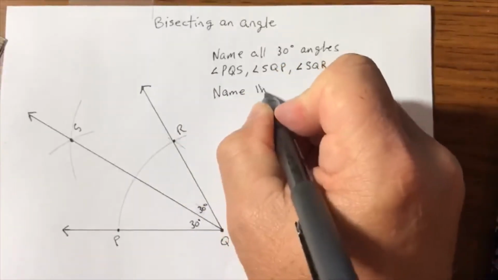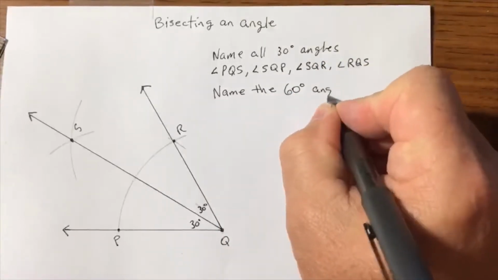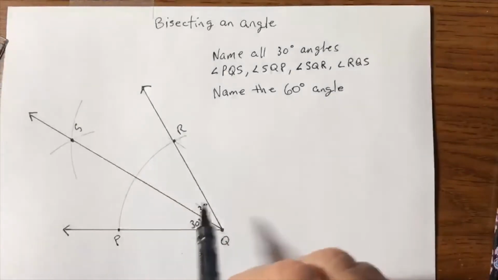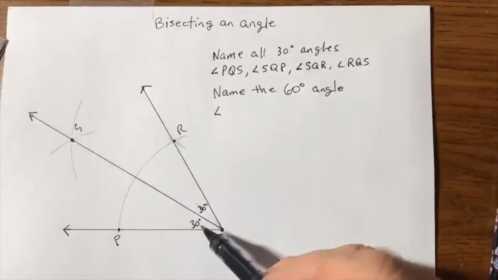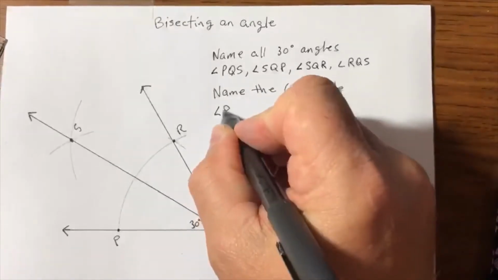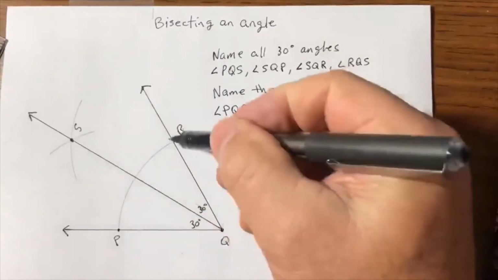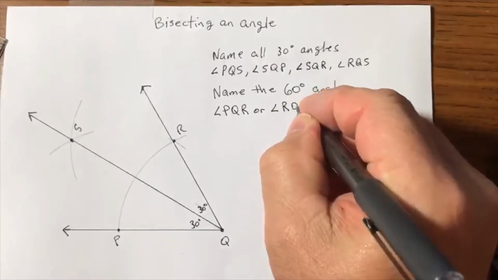Name the 60-degree angle. That's the first one we constructed, right? Which would be angle PQR, because 30 plus 30, right? Angle PQR, or RQP. Angle RQP.